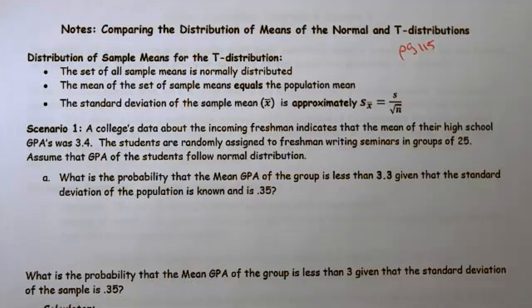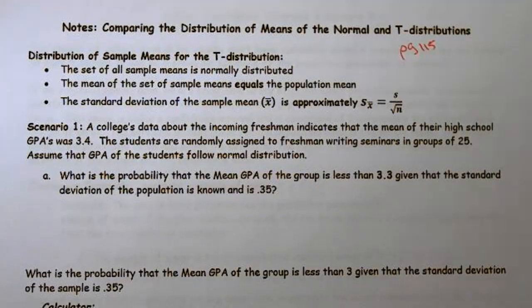Okay, so this is on page 115 of the note spiral, and we're going to work some problems comparing the normal distribution, which follows a z, versus the t distribution. All right, to use the t distribution, we need to have this.